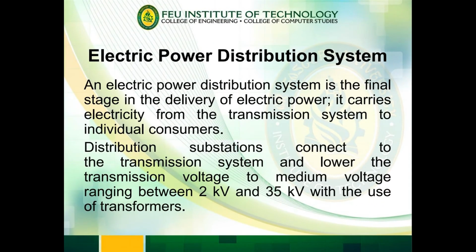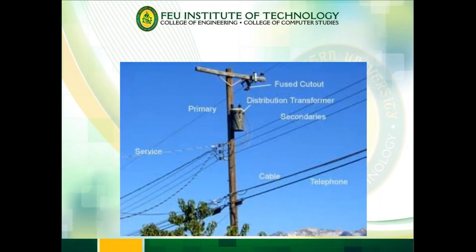Electric power distribution system. An electric power distribution system is the final stage in the delivery of electric power. It carries electricity from the transmission system to individual consumers. Distribution substations connect to the transmission system and lower the transmission voltage to medium voltage, ranging between 2 kV and 35 kV, with the use of transformers. Here is an example of an electric power distribution system.